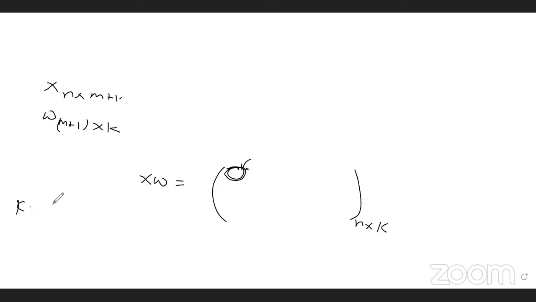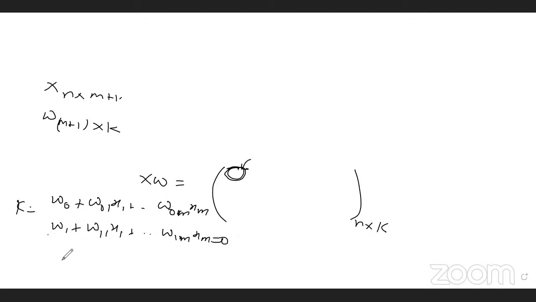So you have k discriminant functions. w00 plus w01 x1 plus up to w0m xm, this is your first discriminant function. Second discriminant function: w10 plus w11 x1 up to w1m xm equal to 0. So this is your second discriminant function. Up to k discriminant functions: wk0 plus wk1 x1 plus up to wkm xm equal to 0. So xw actually gives these values.